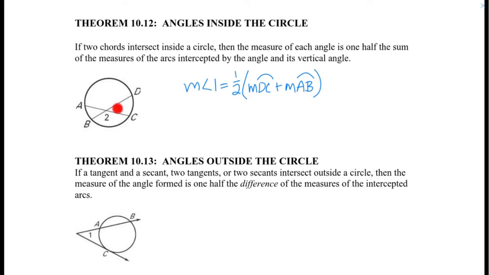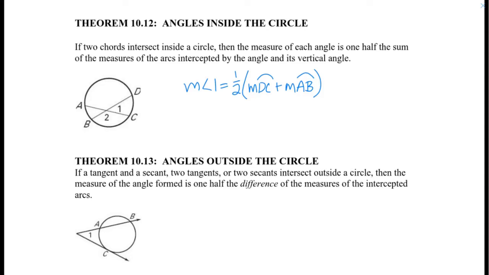So again, the measure of this angle, we're looking at its intercepted arc, and then the intercepted arc that's vertical to that. So that's intercepted by the vertical angle of that. And then we're going to find the sum of those and divide by 2, half of that sum.